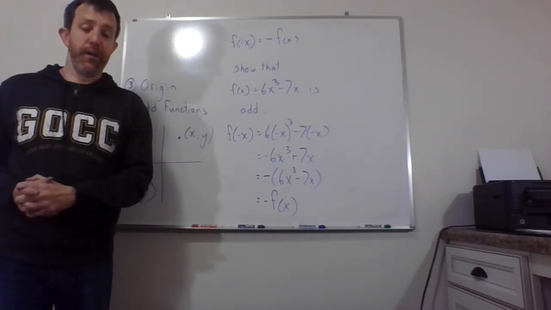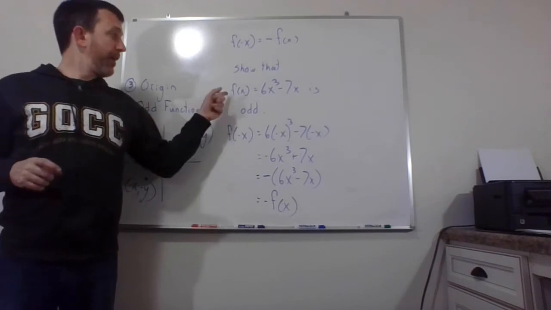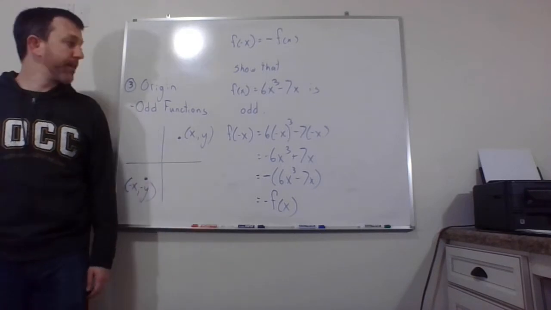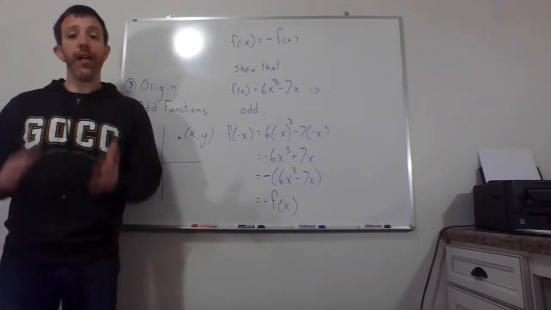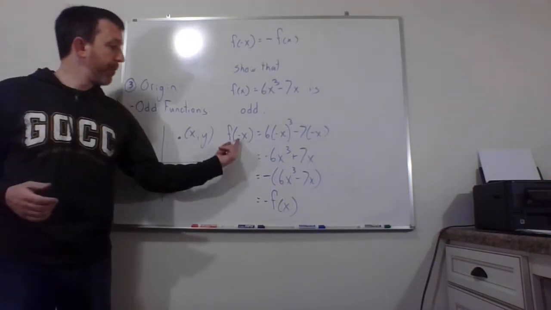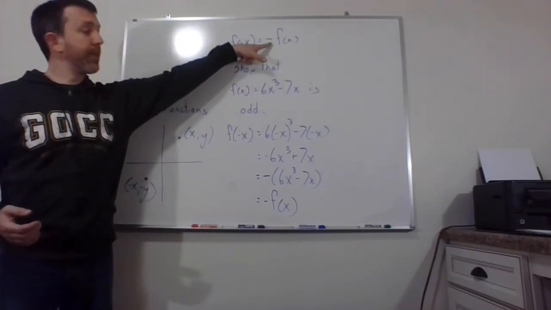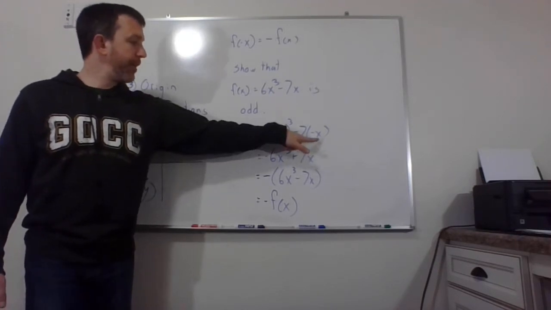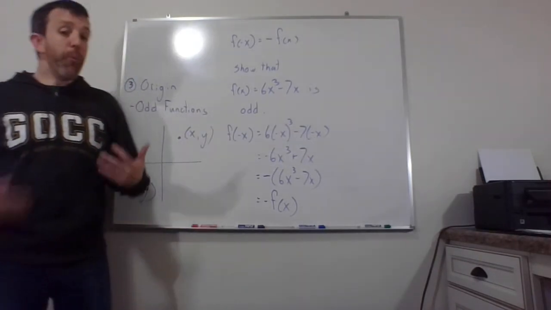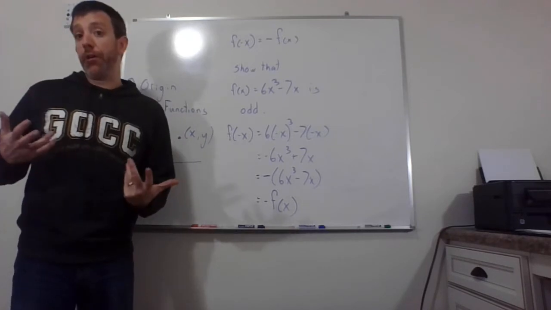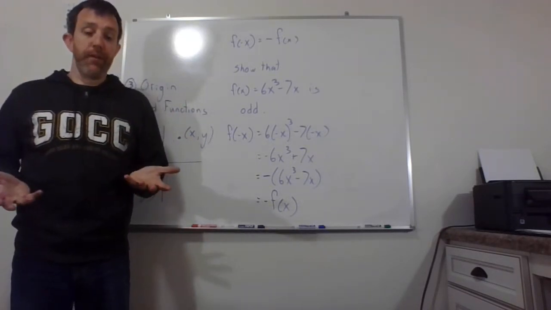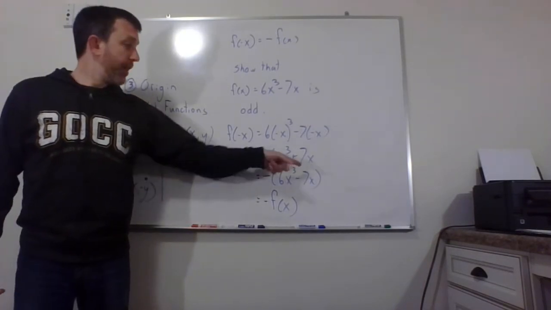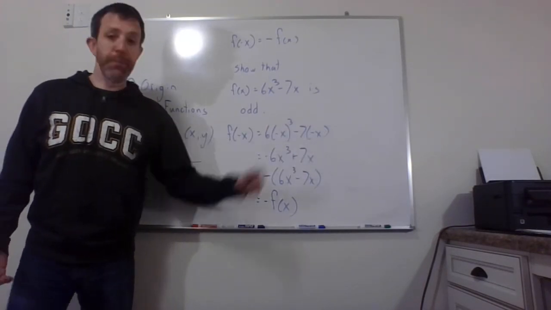So again, we want to show that, and I have a function here, f of x equals 6x cubed minus 7x, is odd. What we're looking to show is that when we plug in negative x, we end up with the opposite of what we started with. So I plug in my negative x, and we get negative x to the third here and just a negative x there. But what happens when you raise a negative to an odd power? You get another negative. So I can pull that negative out front and call it a negative 6, and change this one from a minus 7 to a plus 7.